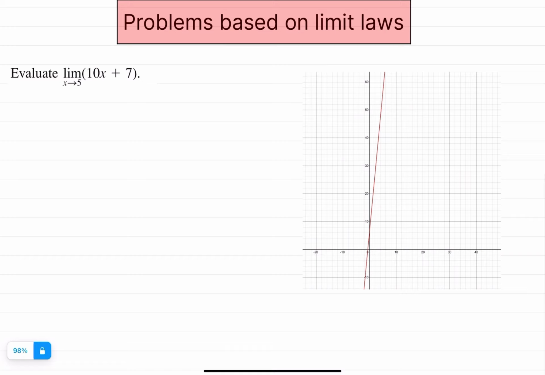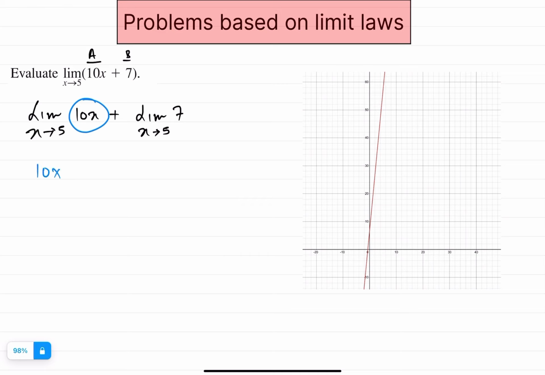We know that this is in sum form, so we can simply take the limit of each function. This is function a, this is function b. We can evaluate the limit for function a, that is 10x, and the limit for function b, that is 7. We know that this is a constant times some function, so we can take the constant outside.